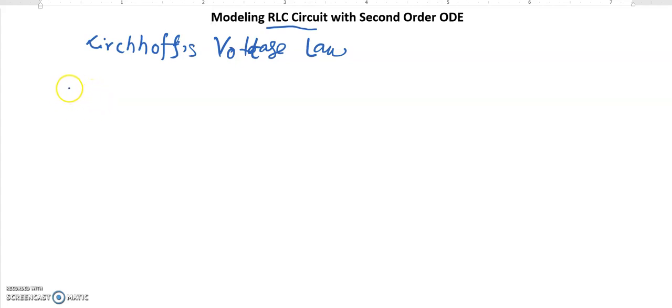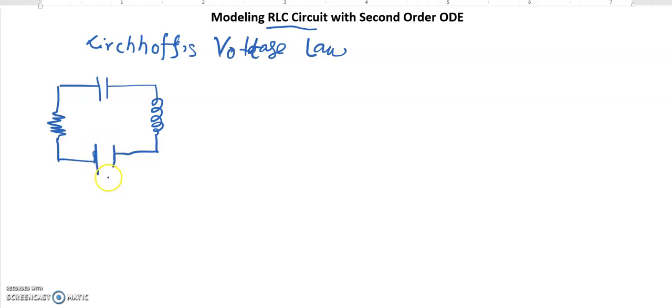So the RLC circuit is represented like this. Capacitance is represented like this. The inductor is represented like this, and the resistance is represented like this. And then the sum of the voltages across these is equal to the voltage applied across the inductor.